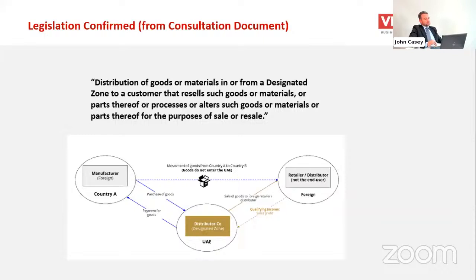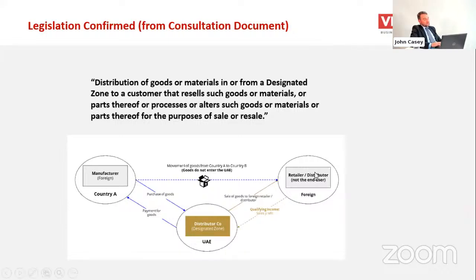So what this rule says is around the distribution of goods and materials from a designated zone. This rule is around dropship models. So if you have a business here in the UAE, and let's say you buy goods from China and ship them to Turkey, so you buy them from country A and ship them to a purchaser in country B, and they never touch the UAE, that activity will be exempt if you are set up in a designated zone.